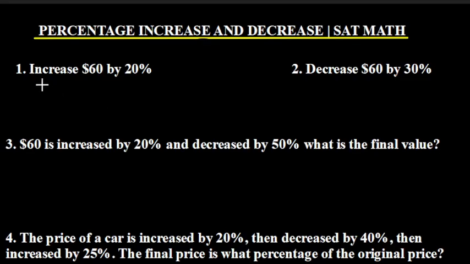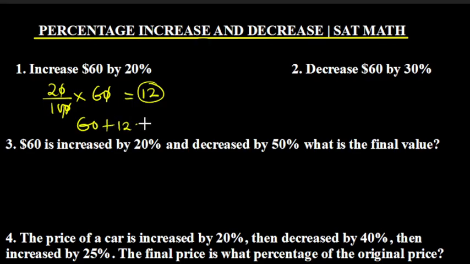Right, so the first one says increase $60 by 20%. You know that when we were taught earlier, we were asked to do 20 over 100 times 60. Then we'll keep the value. This is 12. So since we are increasing, we'll now add this 12 to this 60. So the final value becomes 60 plus 12, and that gives us 72.